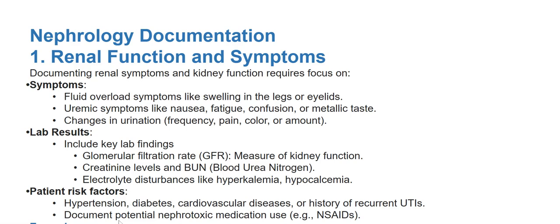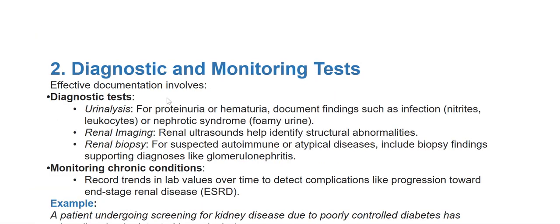Patient risk factors: hypertension, diabetes, cardiovascular diseases, or history of recurrent UTIs. Document potential nephrotoxic medication use, for example, non-steroidal anti-inflammatory drugs, NSAIDs for short. Example: a hypertensive patient presents with progressive leg swelling and reduced urine output. Labs reveal elevated creatinine and potassium levels, indicating kidney or renal dysfunction.